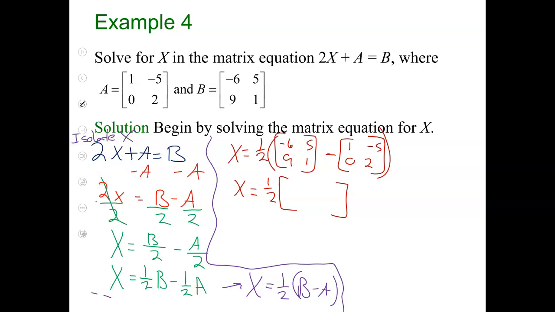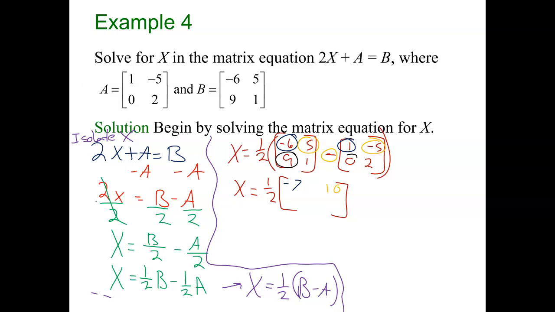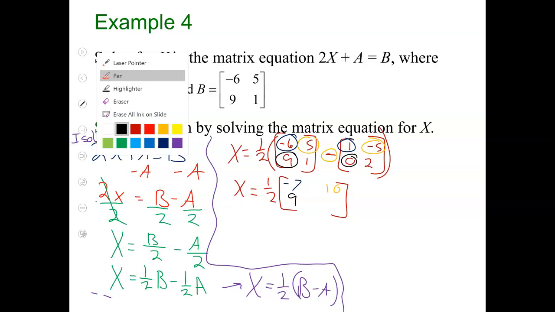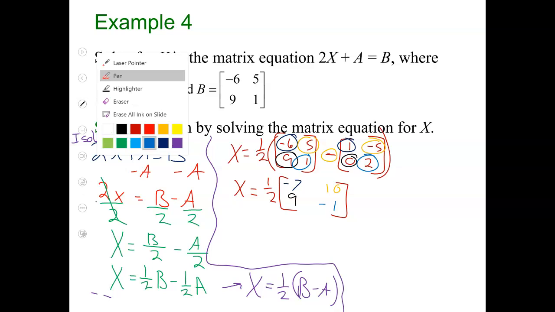All right. -6 minus 1. -7. There we go. I knew something was off. Felt it in my bones. 5 minus -5. Positive 10. 5 minus -5 is 5 plus 5, which gives me 10. 9 minus 0. 9. And let's end with 1 minus 2. -1. And now we multiply everything by 1/2.